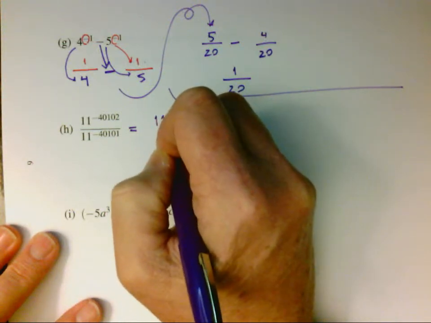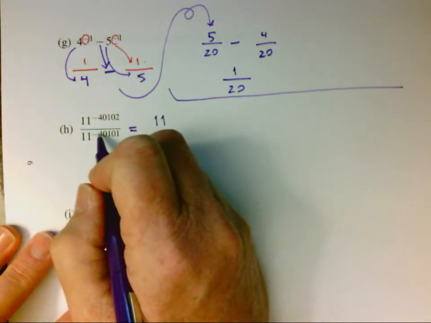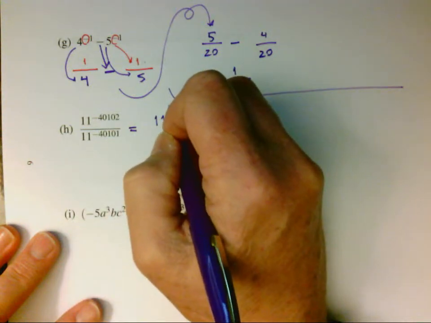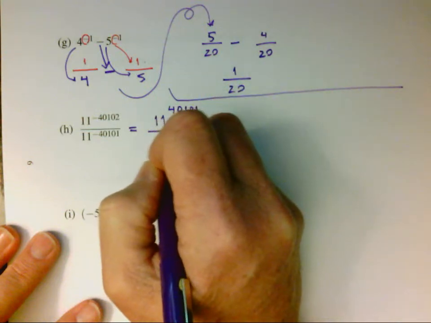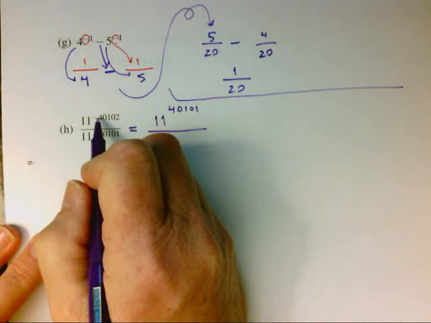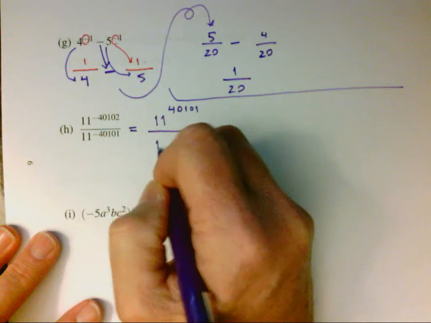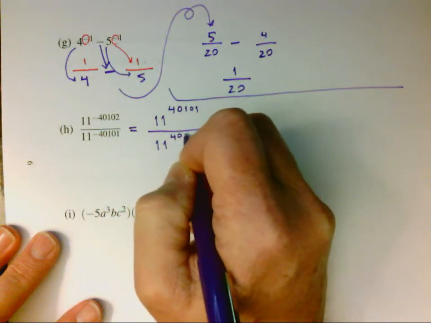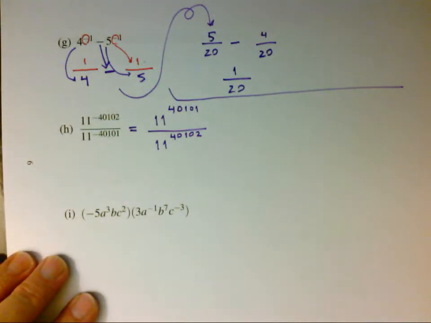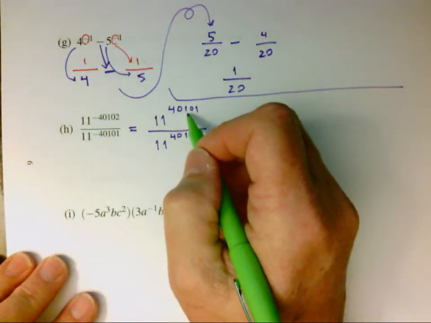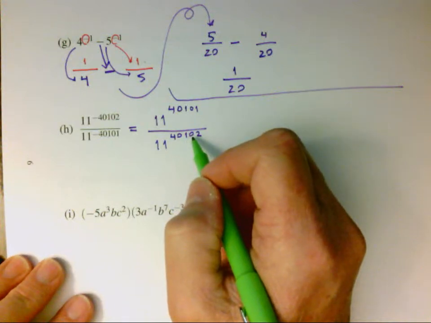So 11 with a negative on it as the exponent. A negative exponent means move it to the top. So the 40,101 is going to the top. The negative 40,102, that means reciprocal, that goes from the top down to the bottom. Okay, now we've got 40,101 copies of 11 on the top. We've got 40,102 copies of 11 on the bottom.